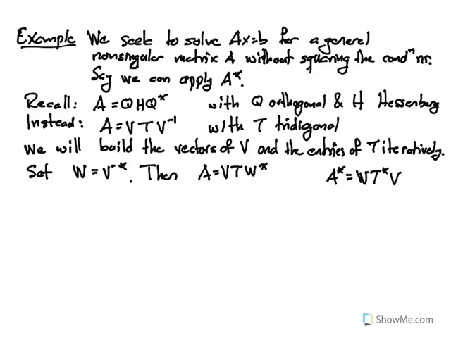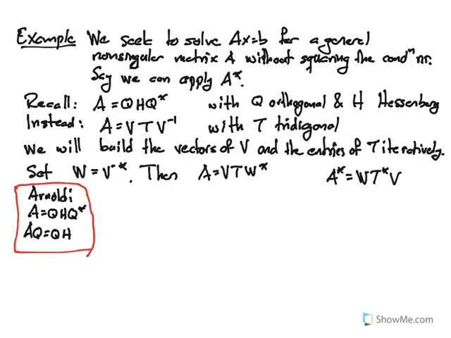So for Arnoldi, remember how did we derive Arnoldi? Well, we had the relation A is Q H Q star, and this led to A Q is equal to Q H. And then we looked at these columns one at a time. So instead, what we'll do is that from this equation, we get A V is equal to V times T.